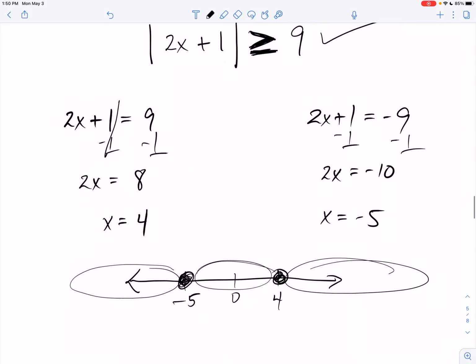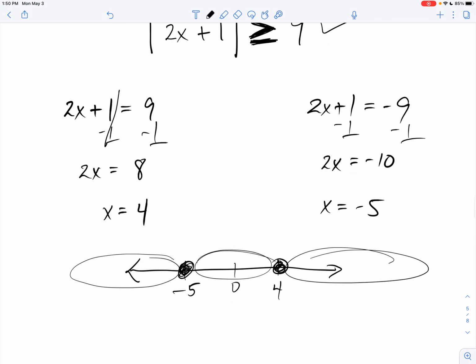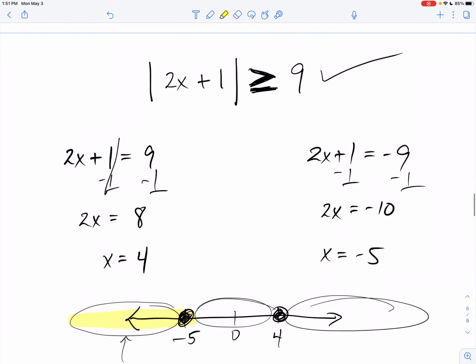But what I'm trying to tell you is, if I pick any number in this area over here, I tell you it's going to work. How about I pick negative 10? Negative 10's in that yellow area. Let's go back to the original.